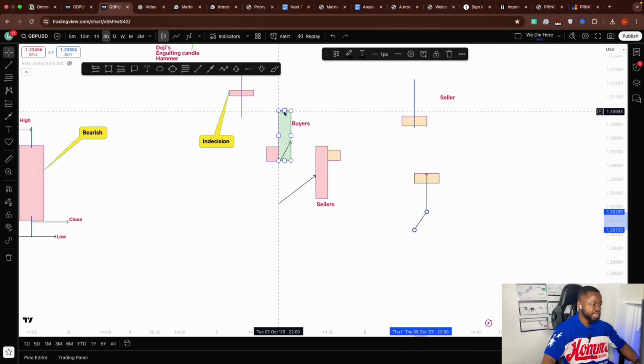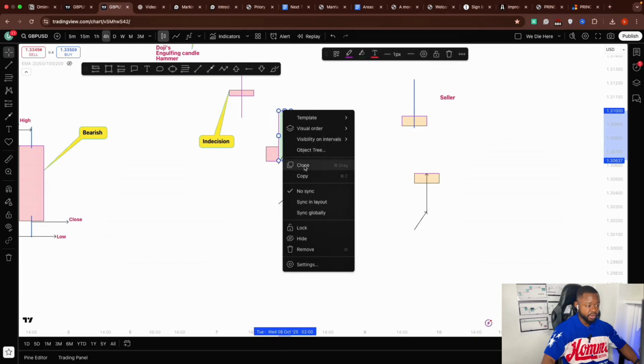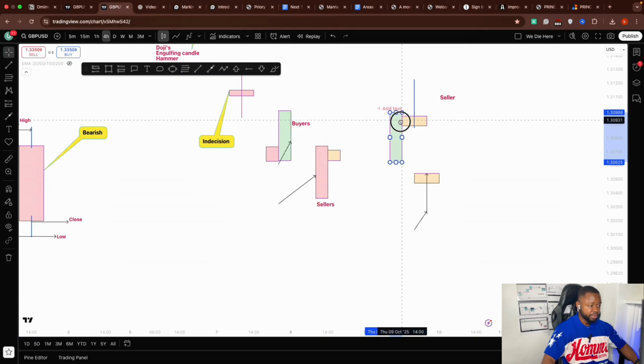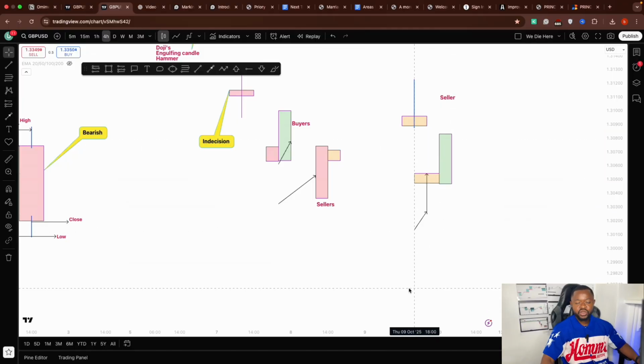Now, imagine you have that kind of candle, and now we are getting deep, so you need to pay attention. Imagine you have that kind of candle, and you have an engulfing candle right by the side. What cue is it telling you? The buyers are in control. So we have a hammer candlestick, we have the engulfing candlestick, the buyers are in control.